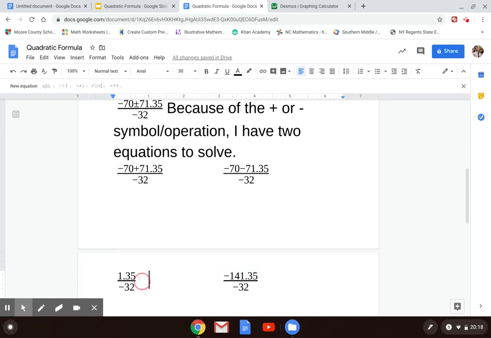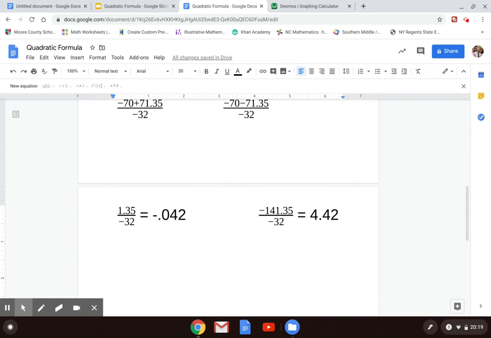Okay, so this answer here equals, I'm doing it on my calculator, and negative, since I said we would round to the 100th for this assignment. And then this one's going to equal, okay, because two negatives make a positive. All right, so what I have now is two answers. One answer is a negative 0.042. My other answer is 4.42.